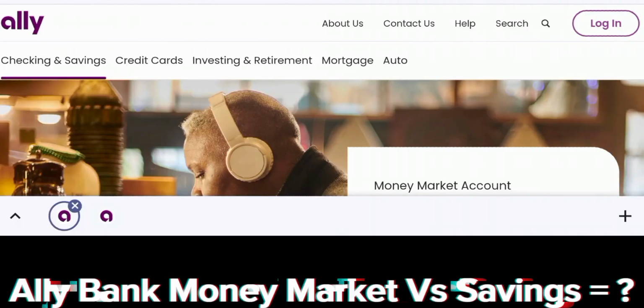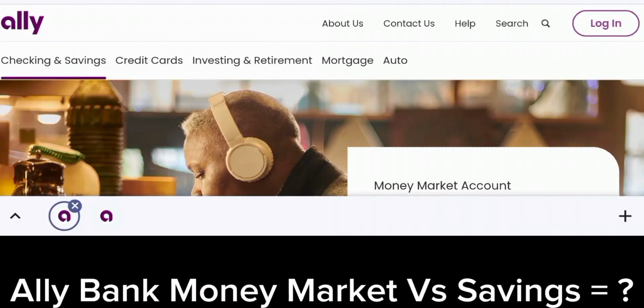Several people want to understand the difference between the Ali Bank money market and the Ali Bank savings. So today we're going to be discussing these two programs under the platform called Ali, and this way we're able to know which one is best between the Ali Bank money market and the Ali Bank savings.